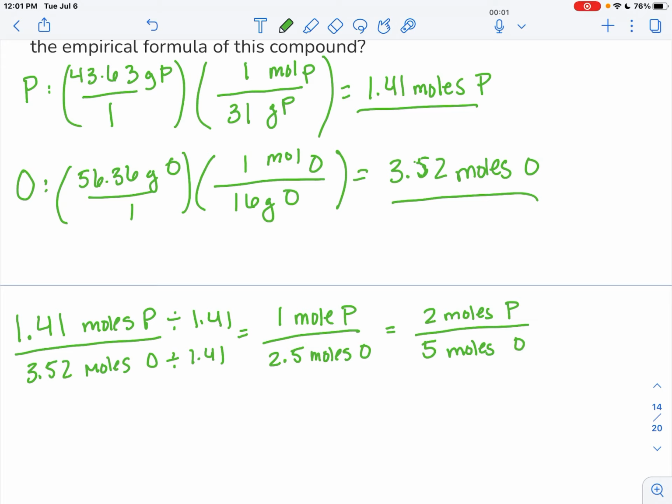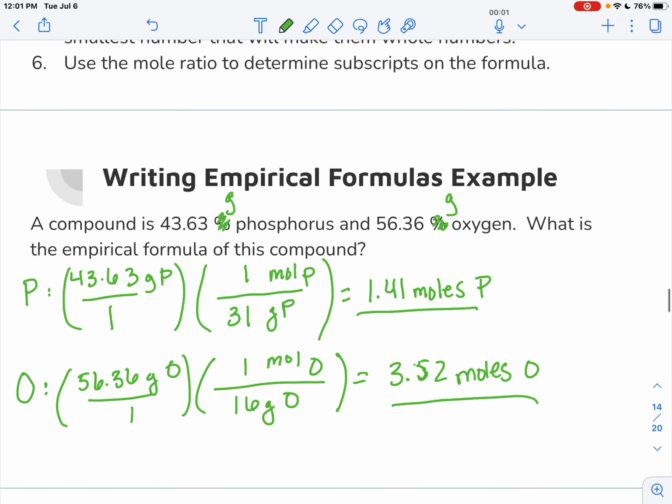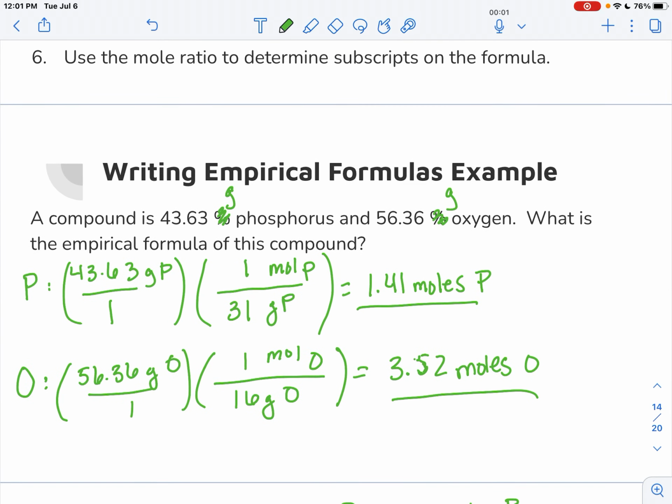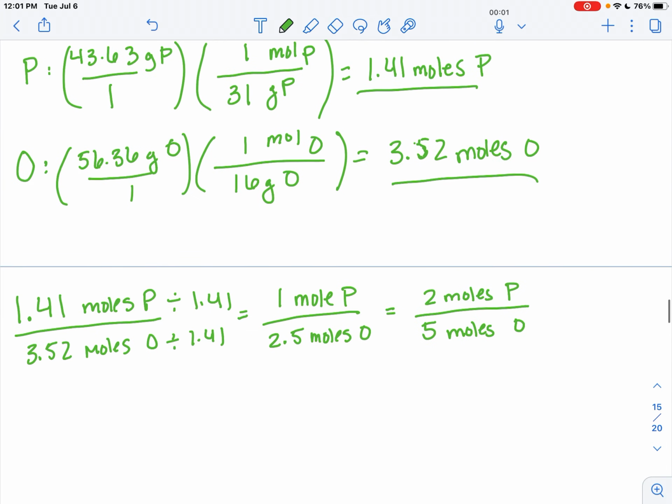Okay, so I'm going to go with 2. It says go with the smallest number. That's the one I'm picking. And then the last step is to use the mole ratio to determine the subscripts. So all that means is that this number is now the subscript for phosphorus, and this number is now the subscript for oxygen. So when I write my formula, I get P2, it's a terrible 2, P2O5.